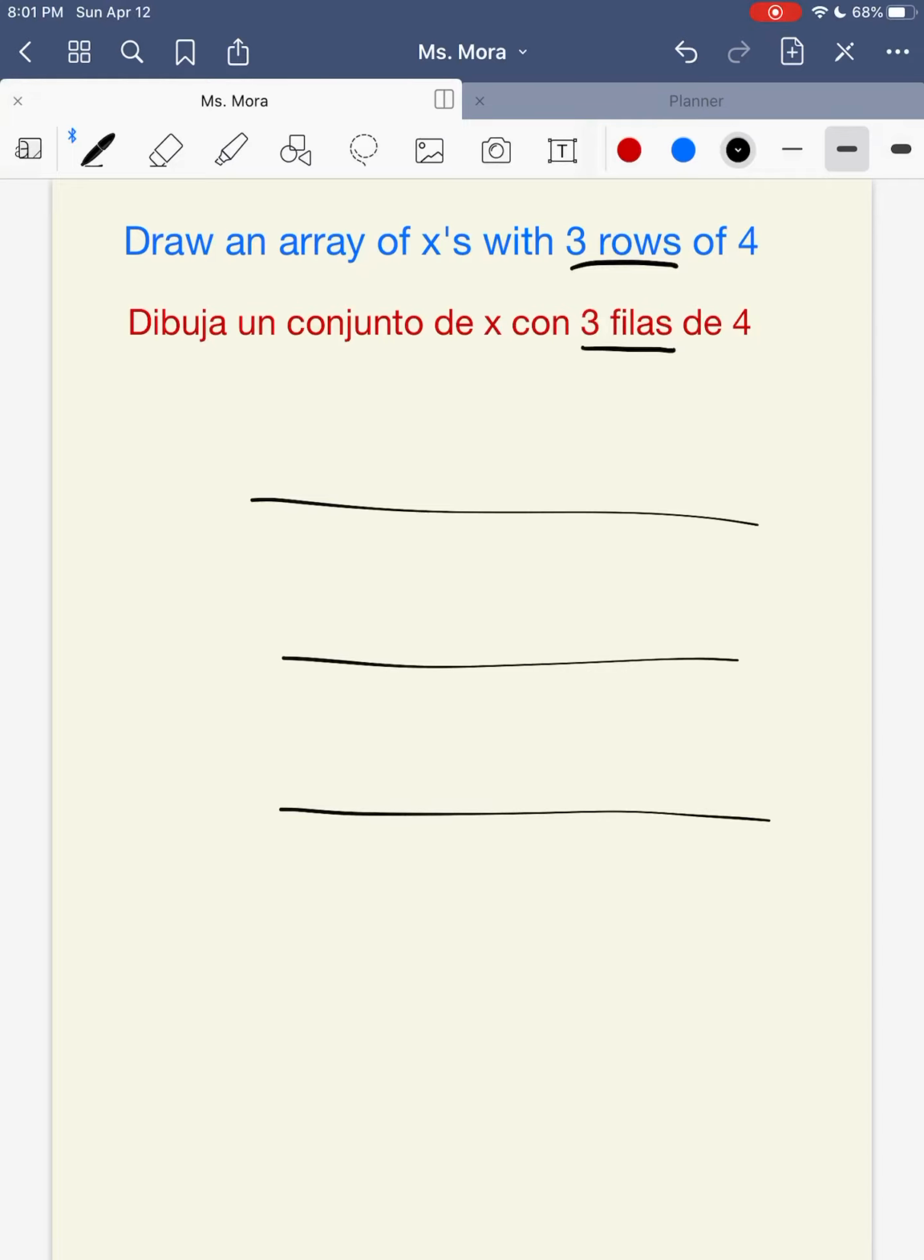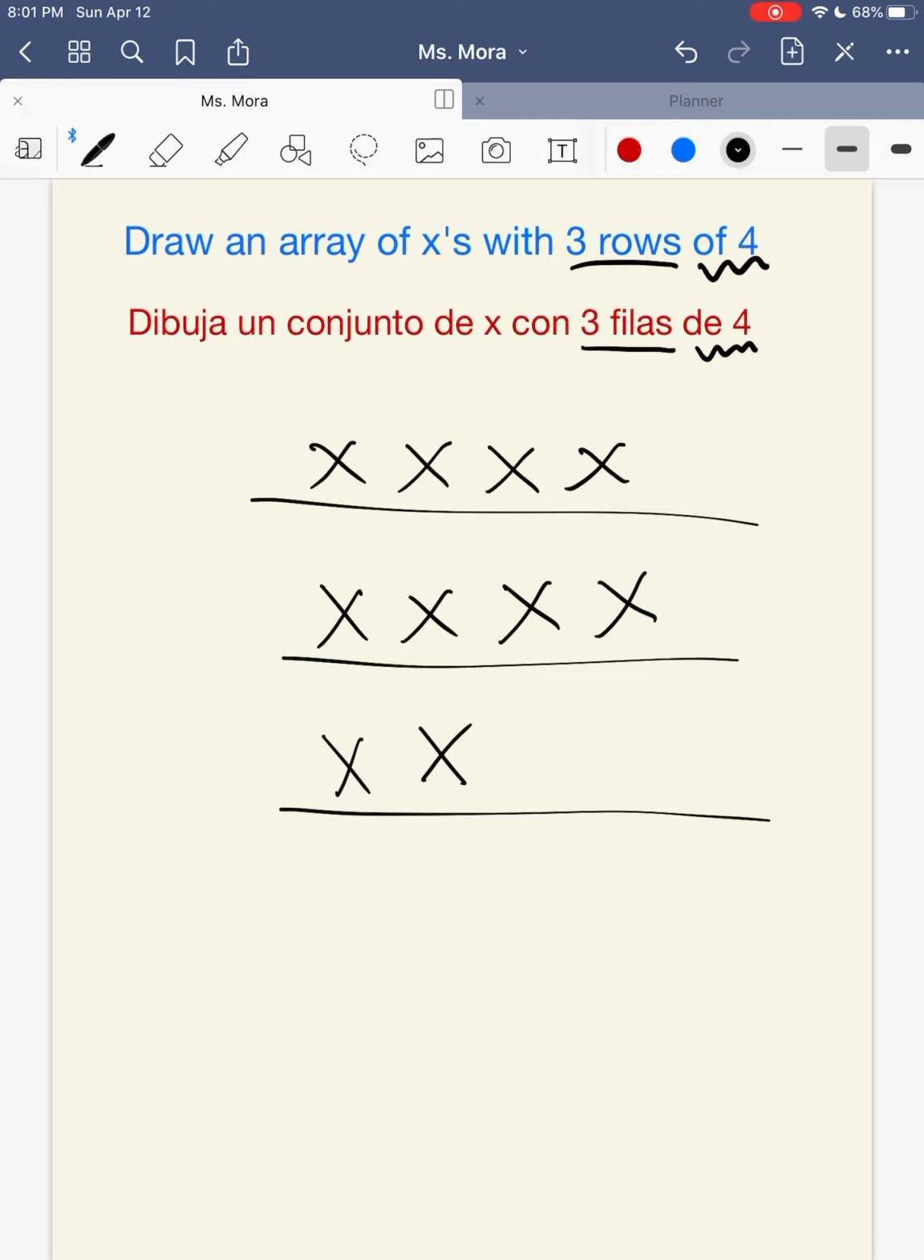Then it says to draw a 4. So that's how many X's I'm going to draw in each row. Son filas de 4, entonces voy a dibujar 4X en cada fila. So here's 1, 2, 3, 4. 1, 2, 3, 4. And 1, 2, 3, 4.